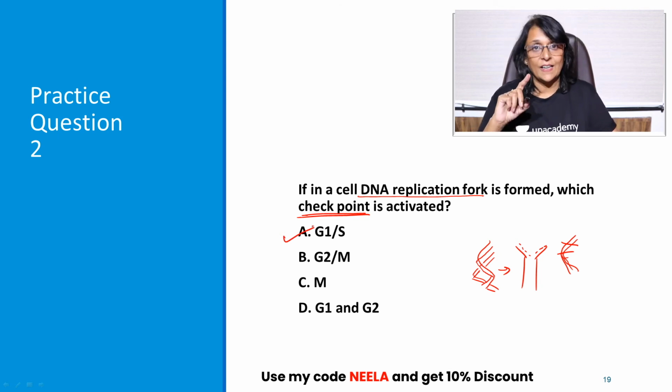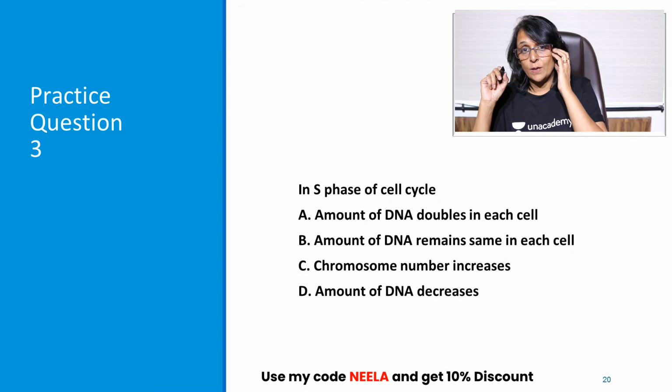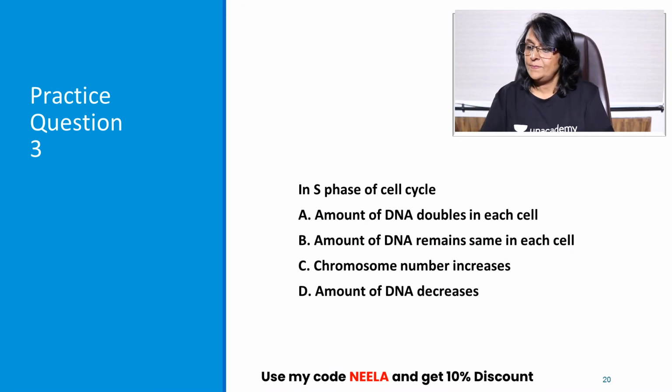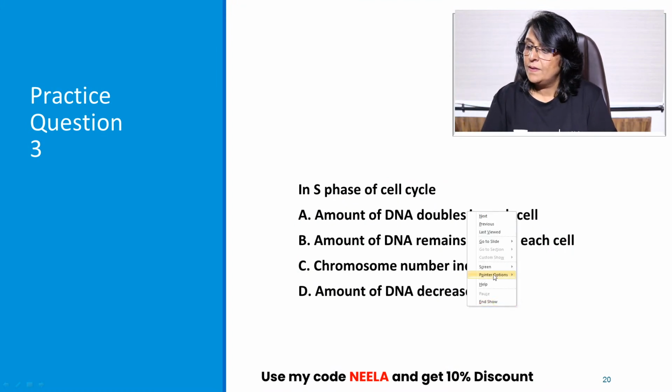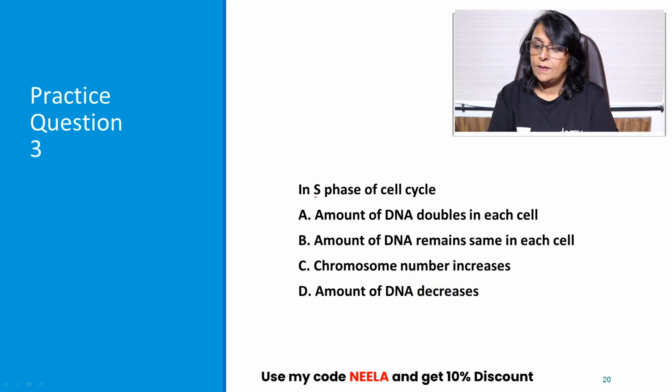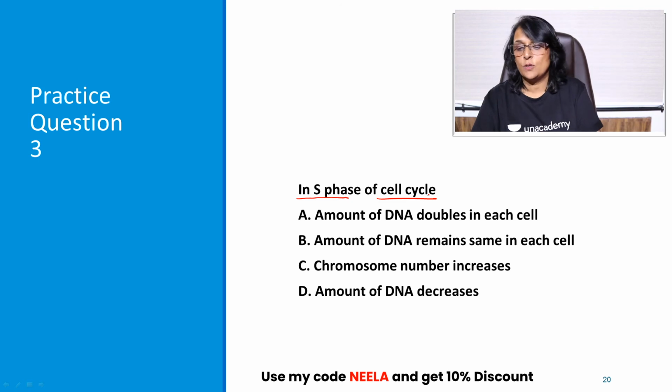So we have studied the concept of cell cycle and checkpoints. And using that, now we are able to answer the question. These are interpretation questions. So if you understood the concept, you should be able to answer these types of questions. There is one more. In S phase of cell cycle, what is the situation? Which of the four options do you think is correct?